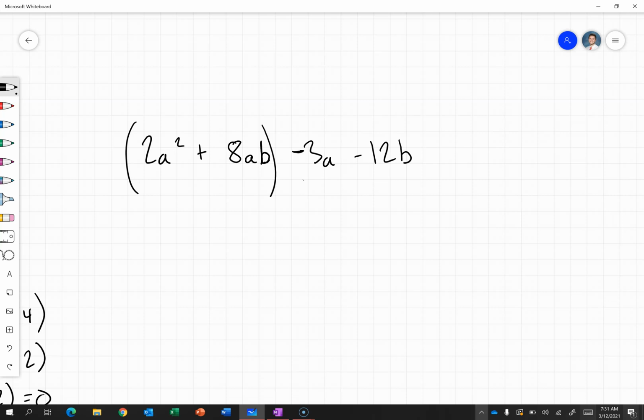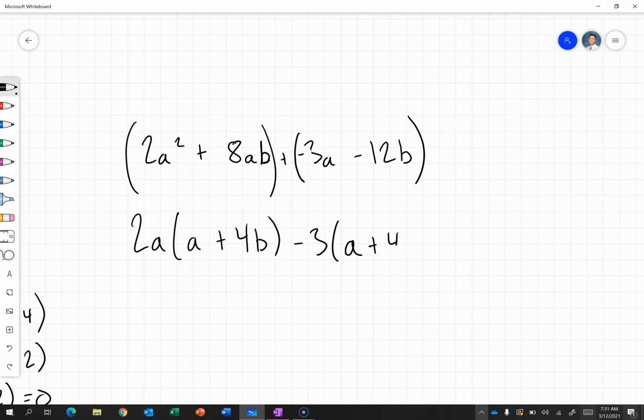Okay, now again, I'm going to rewrite my minus 3a as a plus negative 3a. And then we will factor out our common factors here. So in the first one, I can factor out a 2a, and that would leave me with a plus 4b. And in the second one, I can factor out a negative 3, which leaves me with a plus 4b. So my final factored form would be 2a minus 3 times a plus 4b.